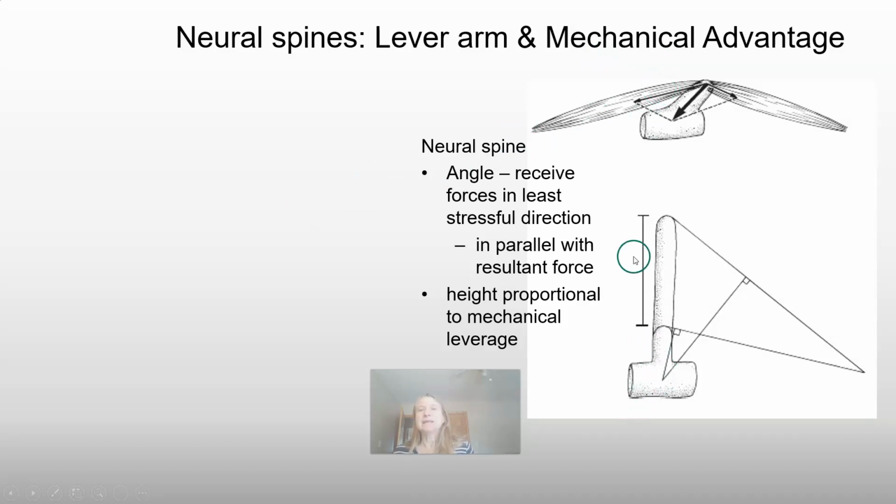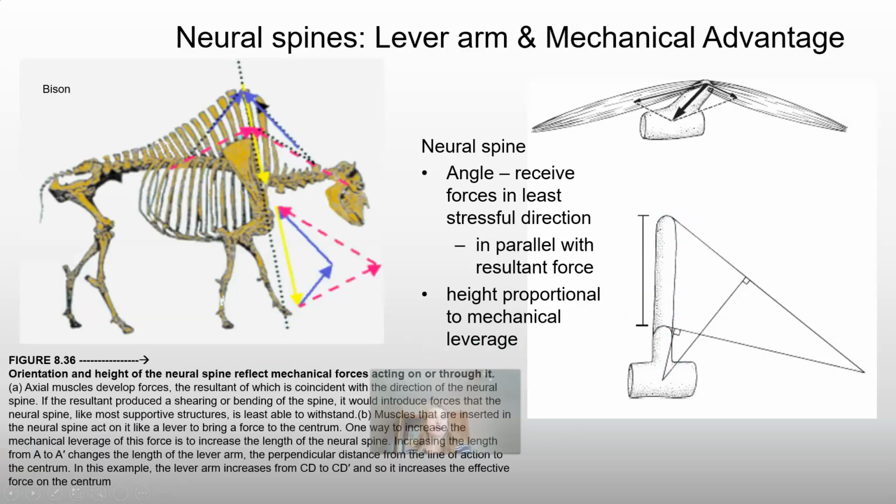Now, if we extend the height of the spine, the taller the spine is, the height is going to be proportional to the mechanical advantage or leverage. Just like if you're using a pry bar, the longer it is, the more force you have. And this is also for more muscle attachment. So we can now look at it with a bison. Here we have these tall neural spines. You can think about the muscles being attached, helping to hold up the head here. And you can see these arrows with the forces.